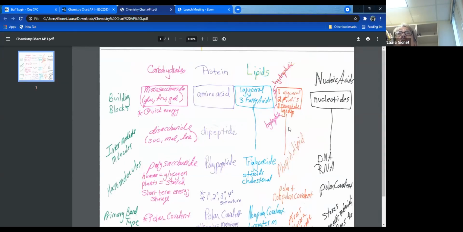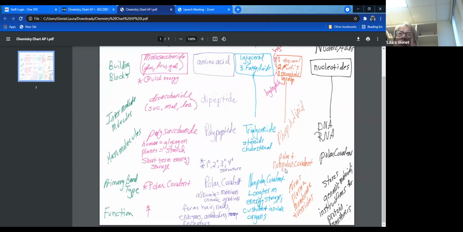Just to the right of it, this is where we have our modified triglyceride. This is going to be our phospholipid. So in this building block, we have one glycerol, 2 fatty acids, and 1 phosphate group. That forms the macromolecule, the phospholipid below it. The 1 glycerol and 2 fatty acids is the hydrophobic group. Thus, that must be the nonpolar covalently bonded end. And the phosphate group is the hydrophilic end. That is the polar covalently bonded end. So the primary bond type is both polar and nonpolar bonds, and functionally it forms the plasma membrane and vesicles and things like that.